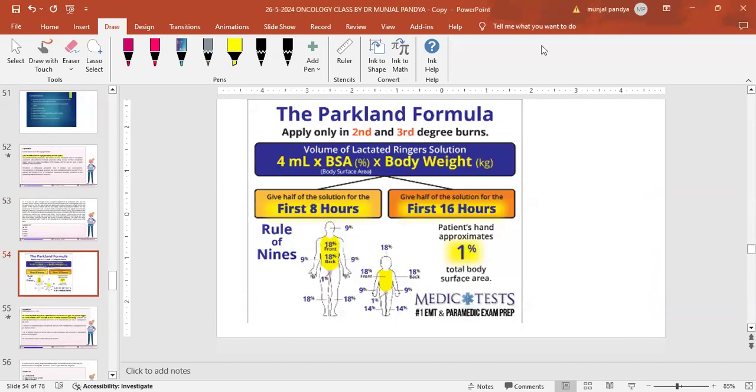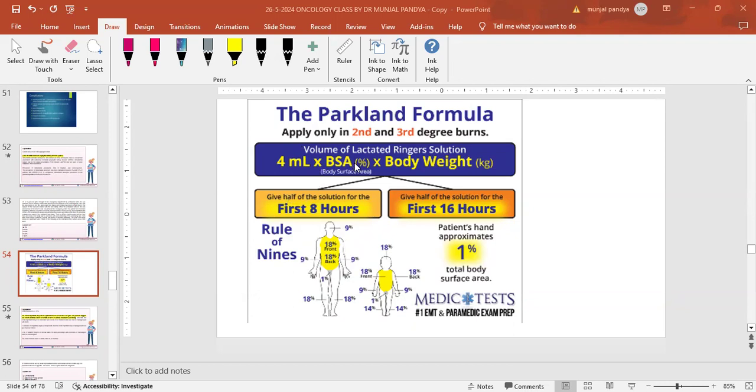This is the second question in the exam. Once you calculate the percentage, you need to calculate the fluid as well, right? The Parkland formula applies only to second and third degree burns. It does not apply to first degree or superficial burns. So what is the formula? If they ask how much is the percentage, the answer is correct. But now, how much fluid do you replace? What's the treatment for 27% burns?